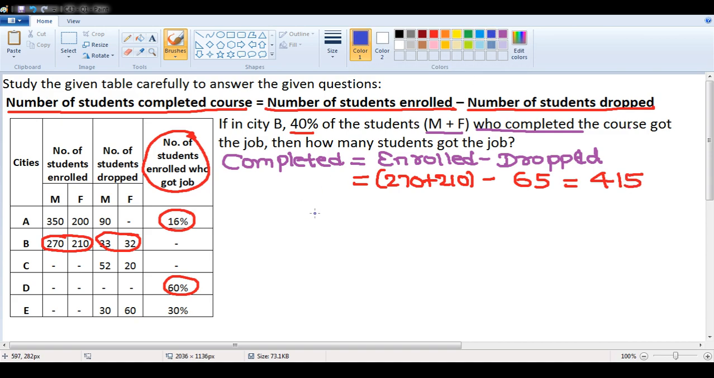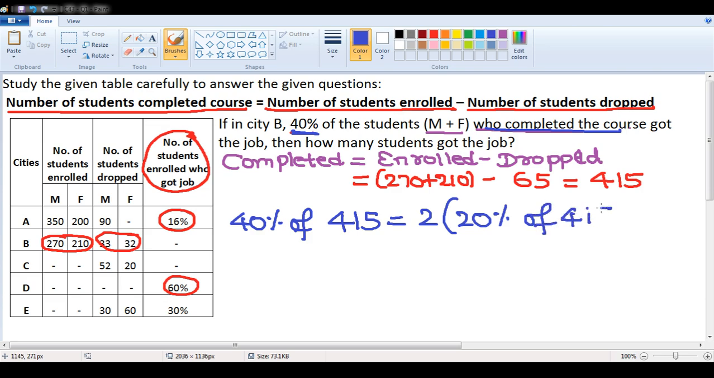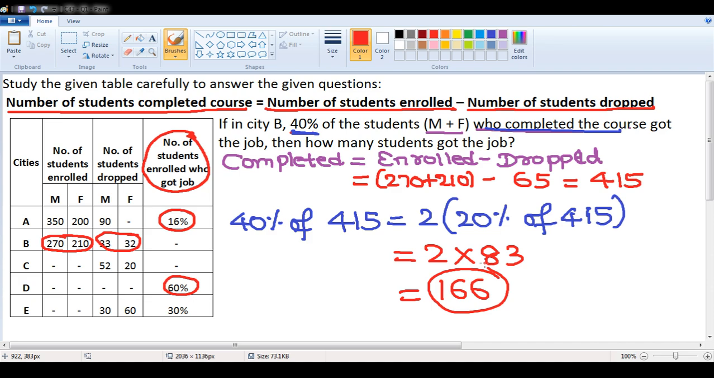Out of these 415 students who completed, 40 percentage got the job. What is 40 percentage of 415? 40 percentage is 2 into 20 percentage of 415. 10 percentage is 41.5, so 20 percentage is 83. So it is 2 into 83. 166 should be the answer for the first question. I hope it is clear. Answer for the first question is 166.